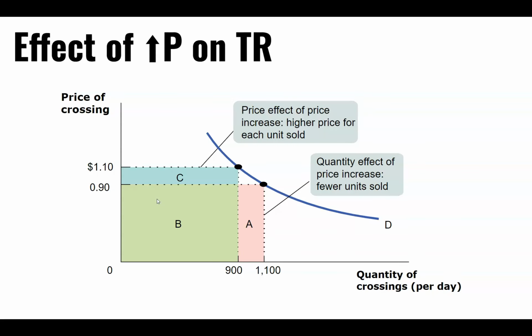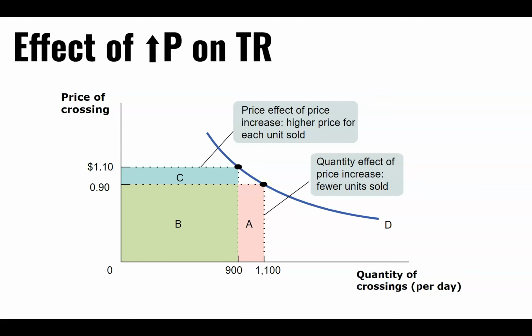So, for example, we could have a price of 90 cents. And if we have a price of 90 cents, total revenue is these areas B and A. If I raise the price to $1.10, then I am losing out on sales here, 900 to 1100. I'm not selling that many goods anymore. I'm losing 200 units sold. And I'm losing those 200 units that I was selling at 90 cents. So area A is sort of the lost revenue as a result of the quantity effect.